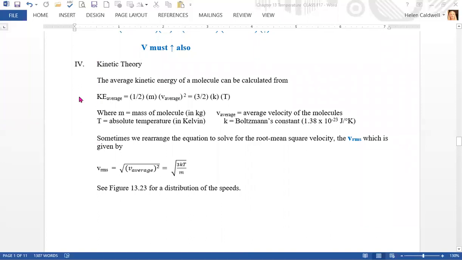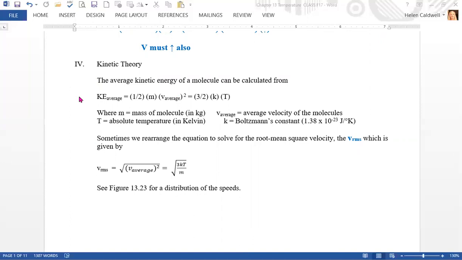The average kinetic energy of a molecule can be calculated. There's a formula for that. It's related to Boltzmann's constant and the temperature, or if you don't have that, you can do it with the velocity and the mass. Because kinetic energy is mv squared over 2.